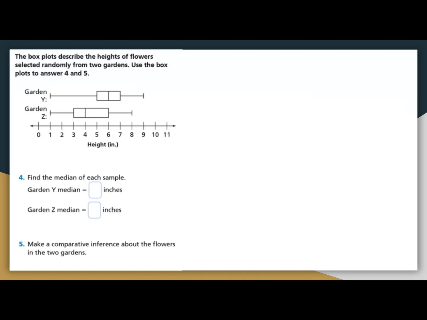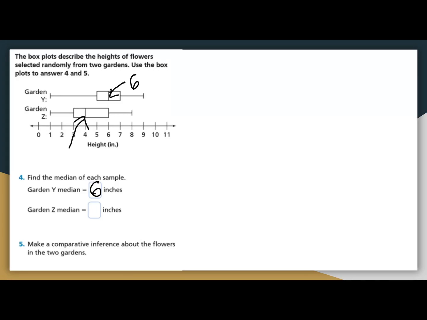So let's look at this question here. The box plot describes the heights of flowers selected randomly from 2 gardens. Use the box plots to answer questions 4 and 5. So you want to find the median of each sample. Where would the median be in garden sample Y? Well, it's right here where this line is. That's going to be our median, and that is at 6. So our median in garden Y is 6 inches, or 6 inches height of flowers.